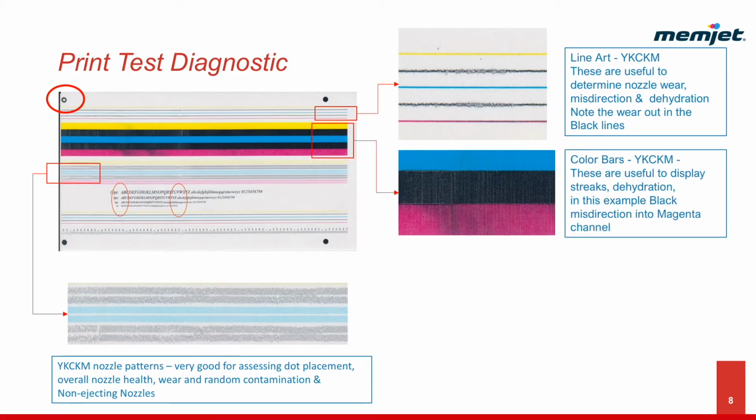Color bars. These are akin to color fill areas. They're useful to display streaks, dehydration, and in this case, an example of black misdirection into the magenta channel in an area of localized wear out.